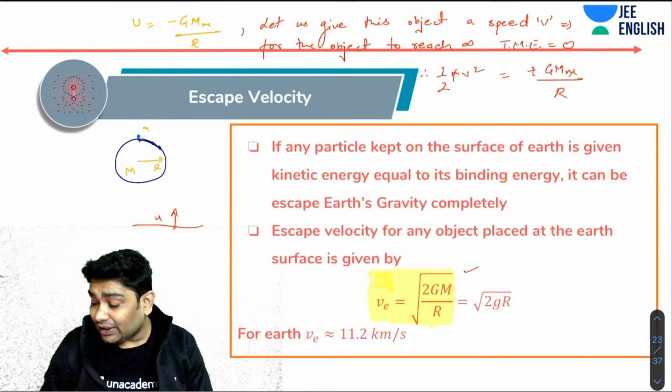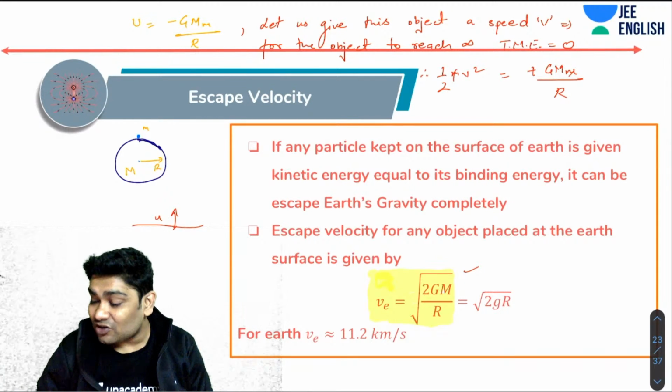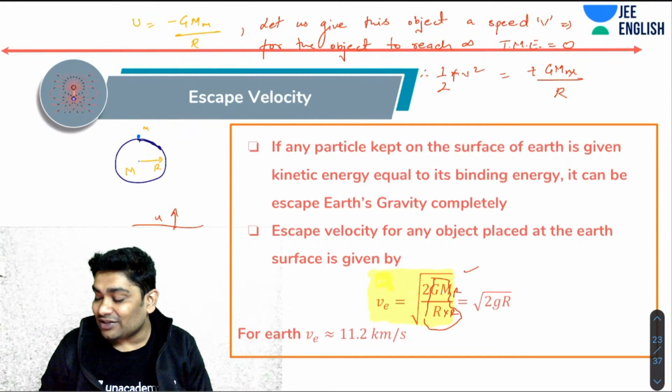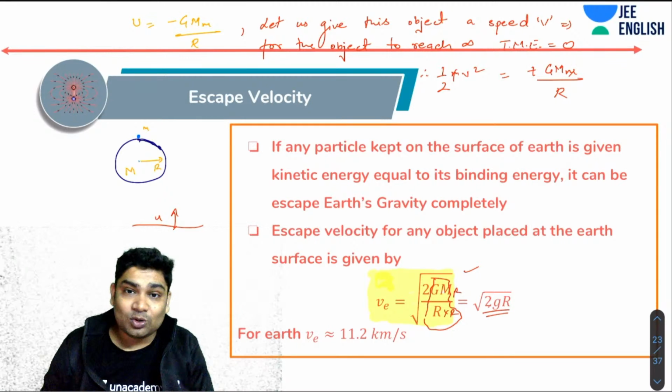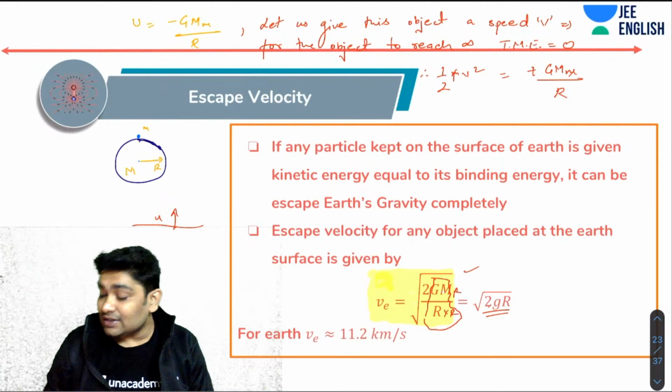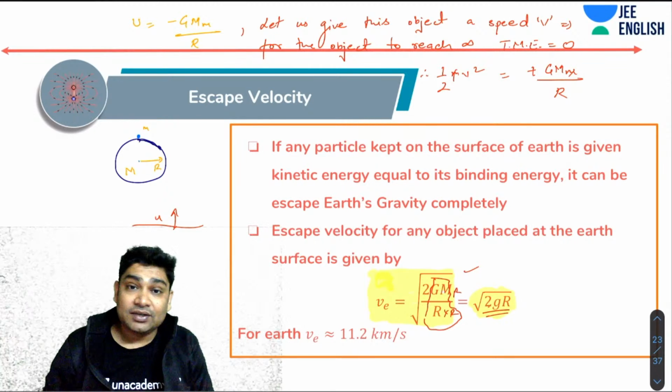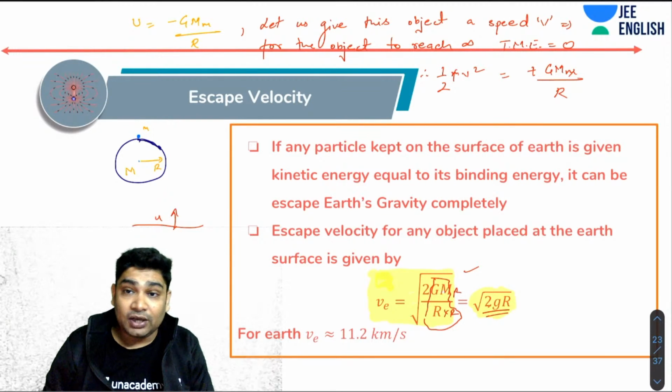Now you can do one more thing. You can multiply and divide this with radius of earth. So if you multiply and divide this with radius of earth, then what you realize is that this term is g, which is acceleration due to gravity. So it can also be written as root 2 gR. Again, this is another important form of the equation which you can remember. The escape velocity is equal to root 2 gR, very commonly used result.